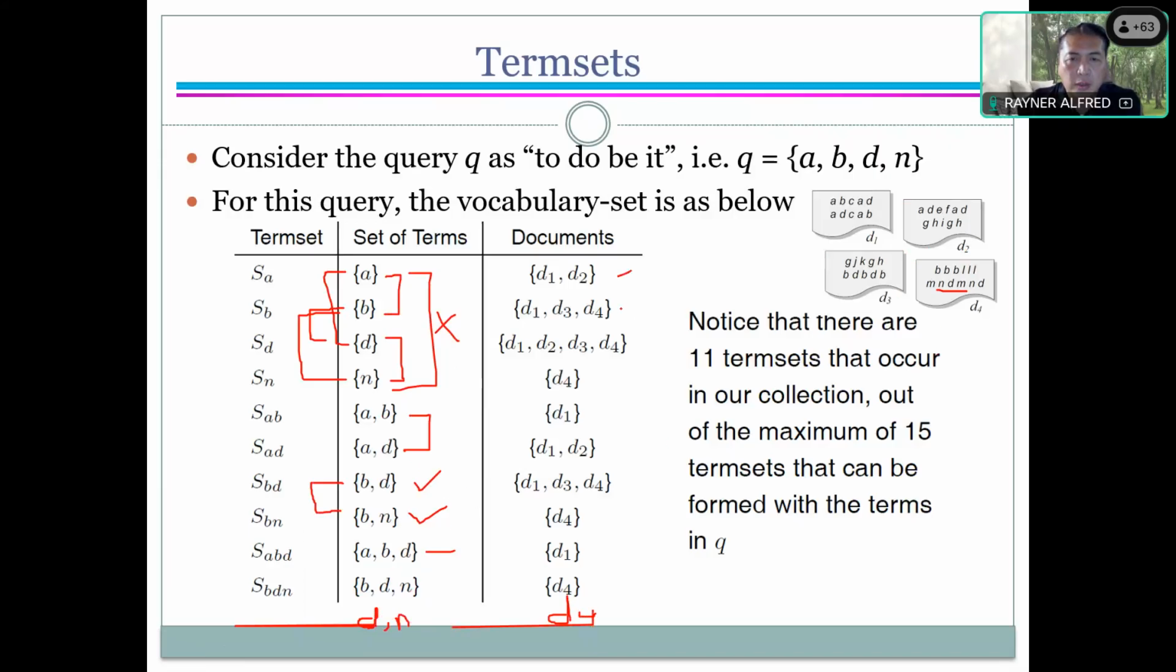So how many do we have? 1, 2, 3, 4, 5, 6, 7, 8, 9, 10, 11. Okay. So we stop here because we cannot generate more combinations from here. That's why we start from the query. We start from the query and not from the document to generate the list of term sets. Once we get all of this, the next move is we can reduce the terms that we want to consider.